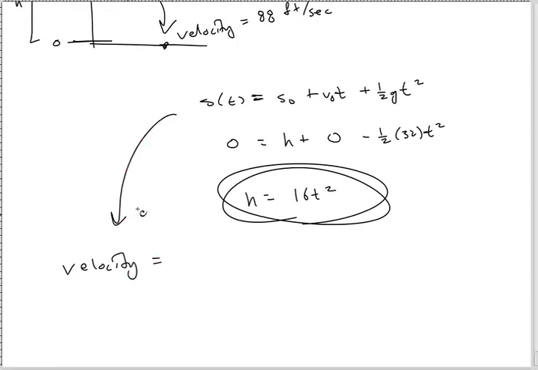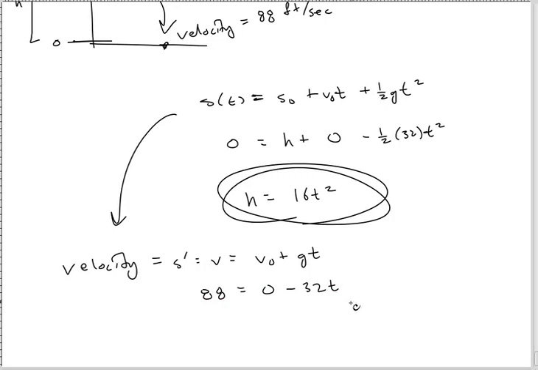Well, I'm going to basically just take S prime, which is V, and take my derivative. So that'd be a V naught plus the 2 comes down to make just a plain old gt. Cool. And so my initial velocity is a 0, of course. And my gravity is a 32. That's a negative 32, technically, right? t. And the velocity that we figured out was 88.